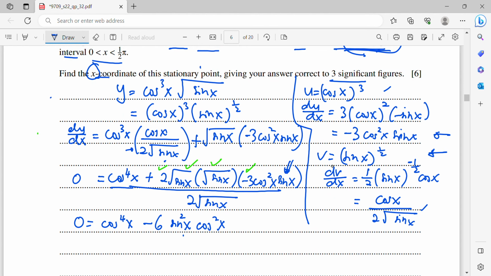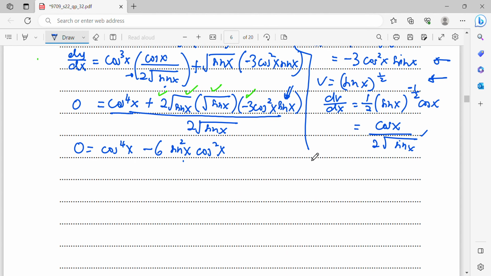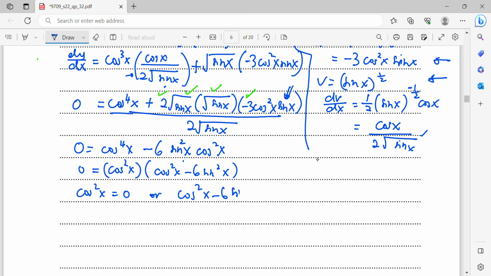But we need to find the x-coordinate. Since you have the sine and cos, I will factorize a common term, which is cos square x. Then I will get cos square x minus 6 sine square x equals to 0. Now when you get the product of two factors equal to 0, one of them must be 0. So either cos square x equals to 0, or the second term, cos square x minus 6 sine square x, equals to 0. Okay, so now let's look at the question.